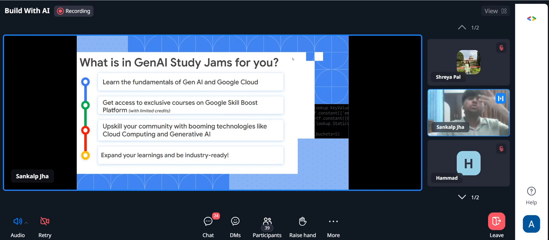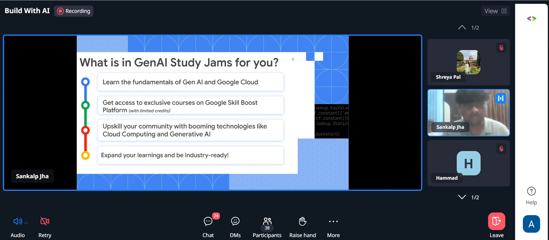Moving ahead, so coming upon what Gen AI study jams are for you. As a GDG, it's our responsibility to conduct Gen AI study jams. But for a person who wants to pursue Gen AI study jams, what are the takeaways they are going to get? Basically you will be getting access to Google Cloud, which is really very cool. If you guys have done ML study jams or cloud study jams last year, these things are incredible. They give you a platform to work upon, and it's like a toy store for a developer, and he can do whatever he likes.